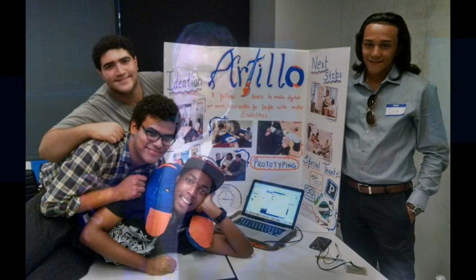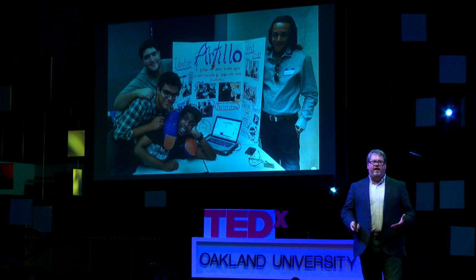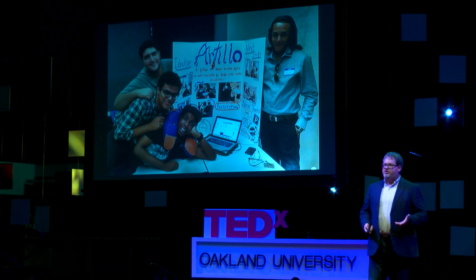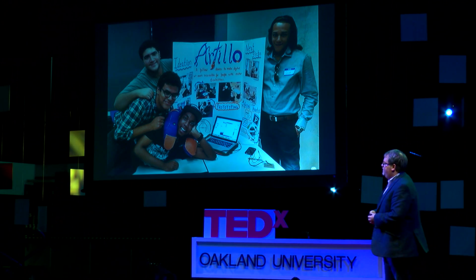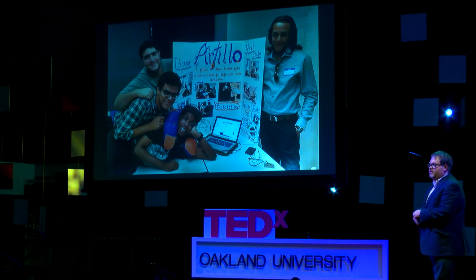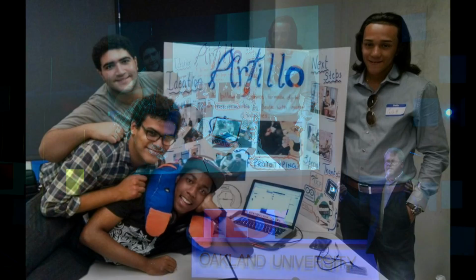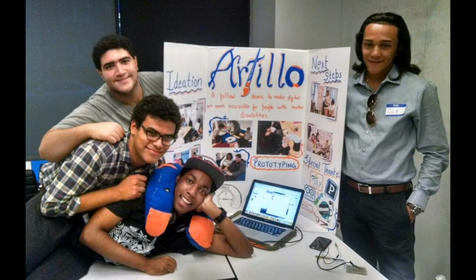And so what you see here is a photo of one of the teams, and I just want to highlight some of the kinds of projects that can come out of this kind of process when we create a space for students to identify challenges and support them in finding solutions. Their solution is called Artillo, and it's a portmanteau of art and pillow. And it came from, they had some students they were working with who had cerebral palsy and loved to draw.